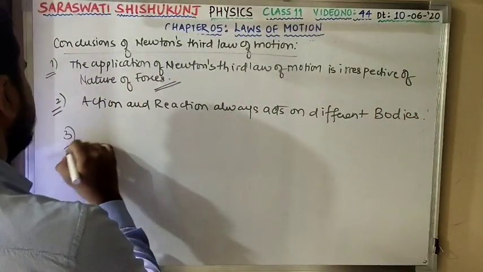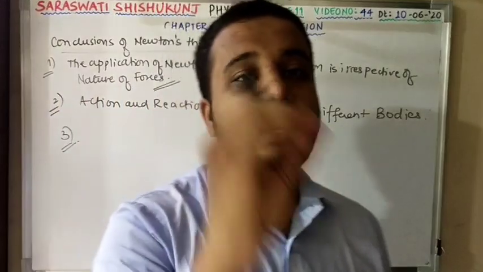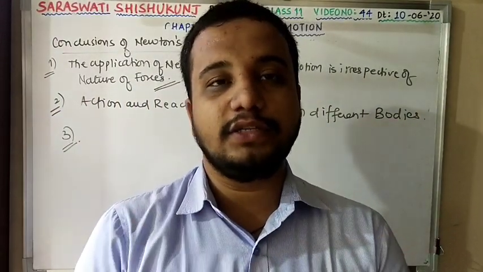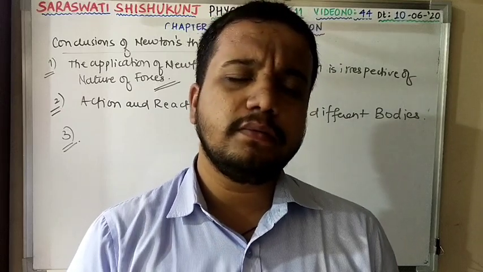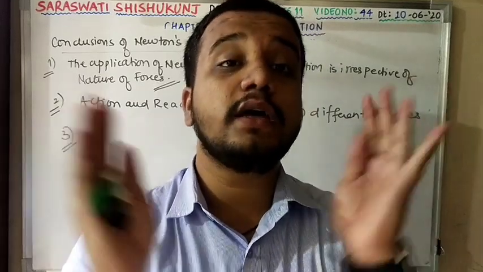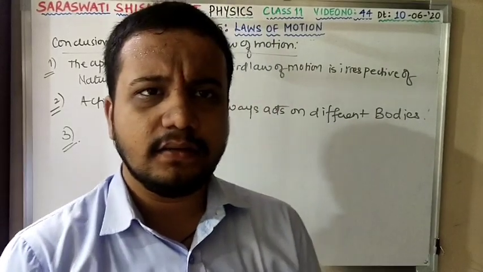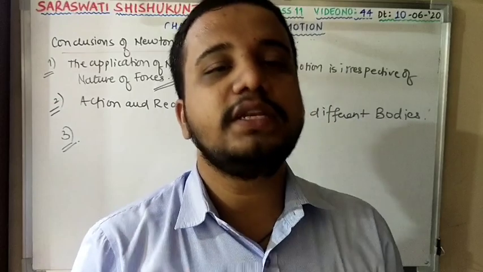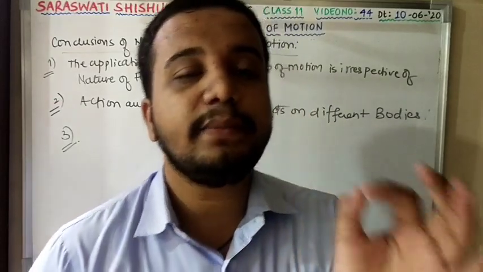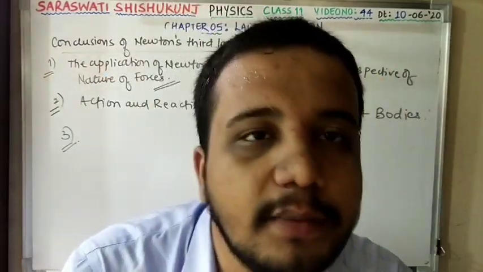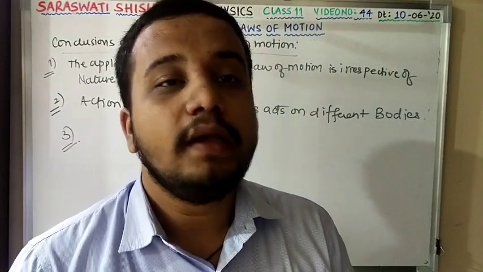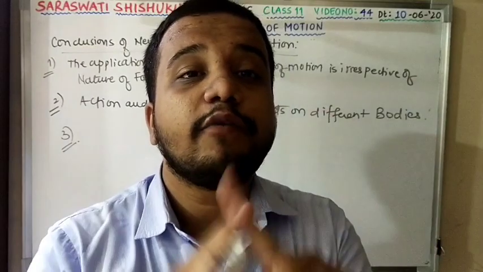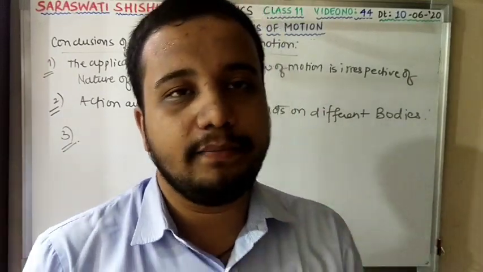Third point over here is action and reaction can never balance each other, meaning action and reaction can never cancel out each other. Though they are opposite in direction and equal in magnitude, why don't they cancel, sir? The reason behind that is they are acting on different bodies. They are not acting on the same body. Hence, different bodies cannot balance them.